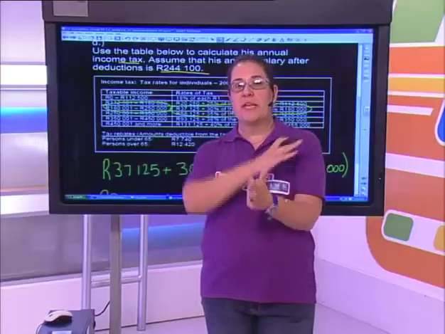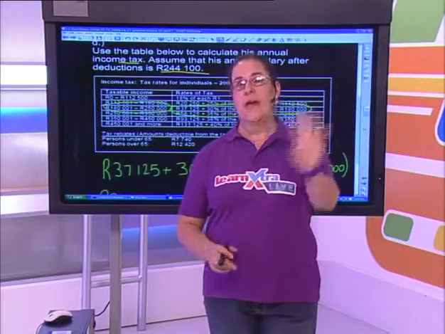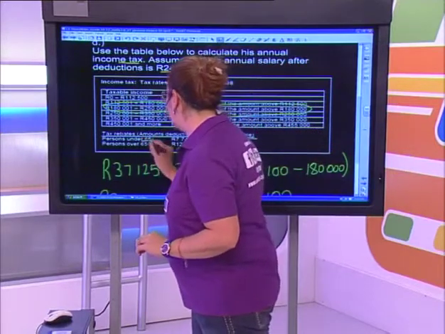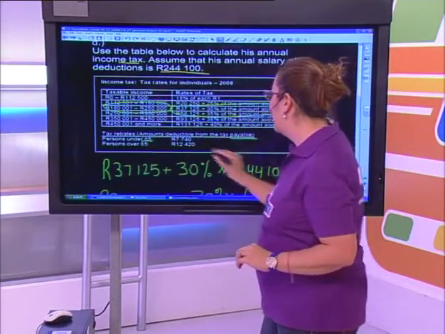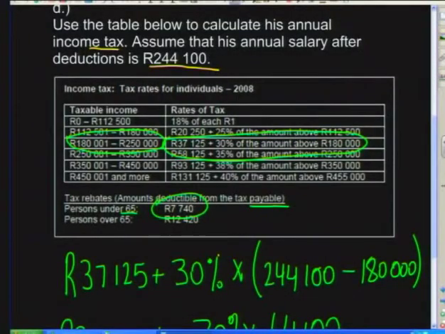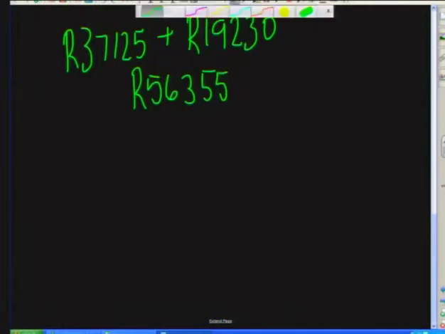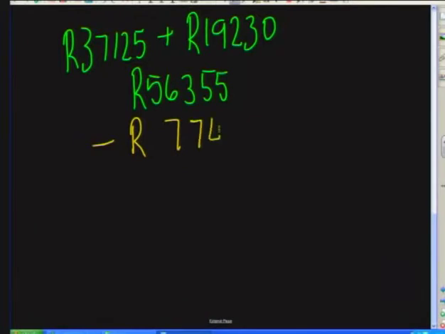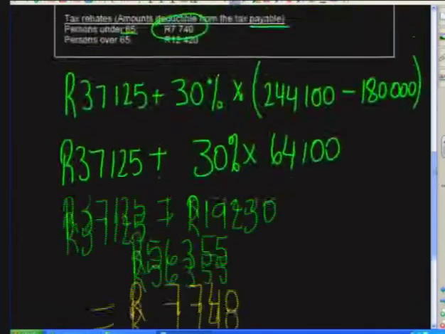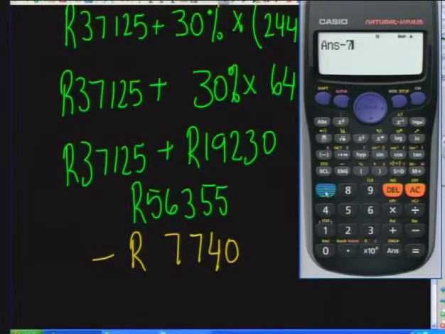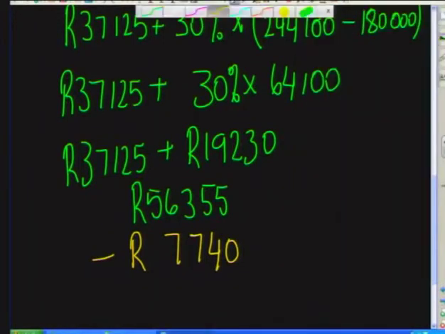That's kind of the government's way of saying, well, the first lot of money that you earn, you actually don't have to really pay tax. So he is under 65 because we heard earlier that he was 35. So he gets a rebate of 7,740. So from the tax that he pays, we now minus the rebate of 7,740, and we see that he pays 48,615.